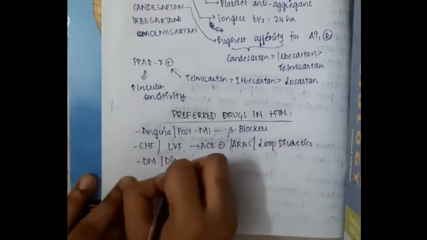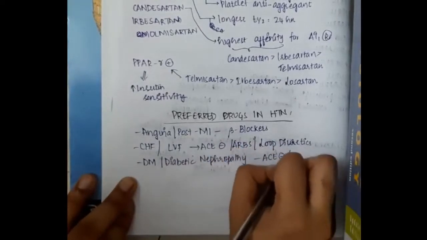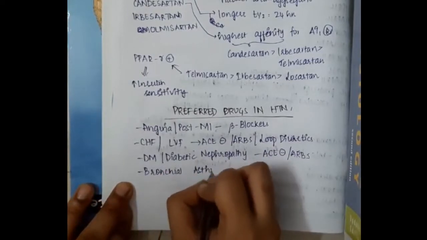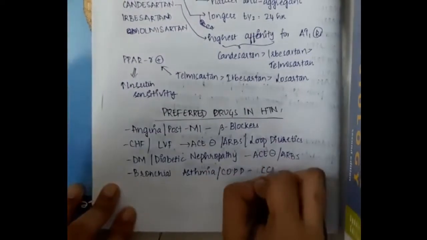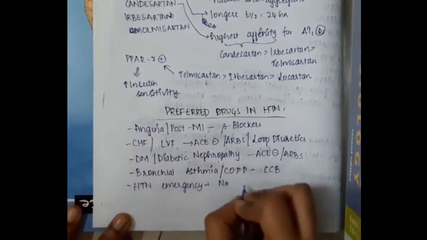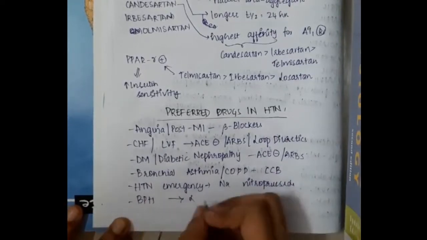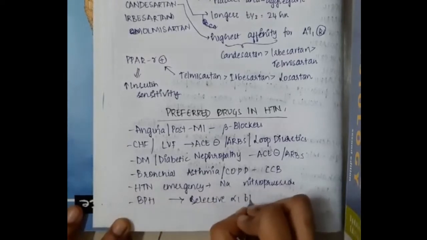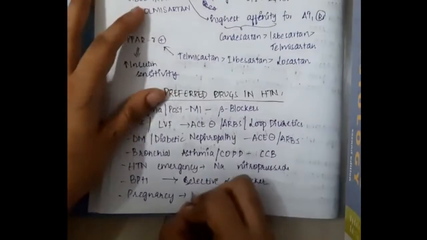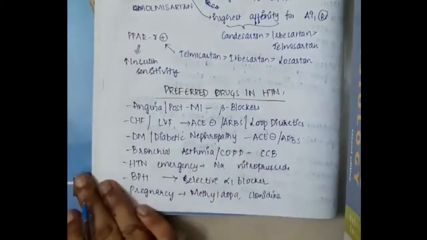In diabetes mellitus or diabetic nephropathy, angiotensin converting enzyme inhibitors or angiotensin receptor blockers are preferred. In bronchial asthma or chronic obstructive pulmonary disease, calcium channel blockers are preferred. In hypertensive emergencies, sodium nitroprusside or IV nicardipine are preferred. In BPH, benign prostatic hyperplasia, selective alpha-1 blockers are preferred. In pregnancy, methyldopa and clonidine are preferred.